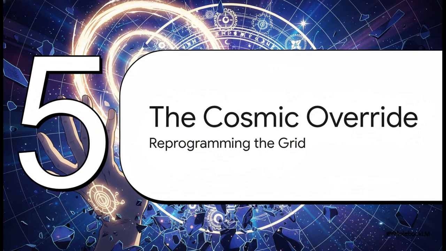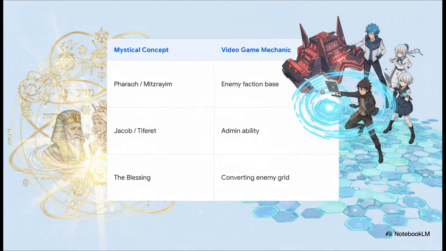And that sets up Section 5, the cosmic override, reprogramming the grid. This brings us to the actual mechanics of the blessing. When Jacob raises his hand, he is absolutely not submitting to a king. He is initiating a cosmic override. Mapping these ancient Sephirotic texts to modern concepts makes it so clear. In cosmic engineering terms, Pharaoh is a dominant but unstable subsystem. Jacob is a higher orchestration layer. And the blessing? That's the injection of balancing protocols that stabilize the whole network.